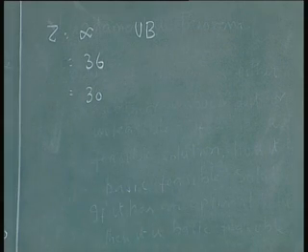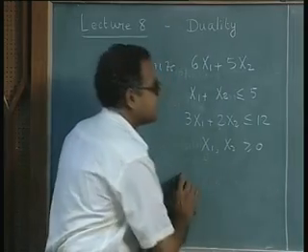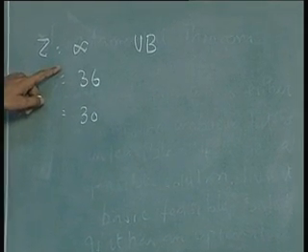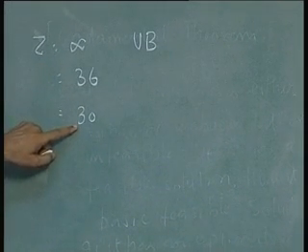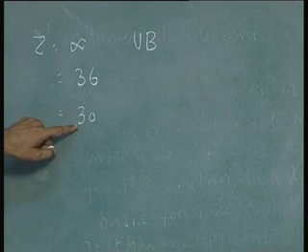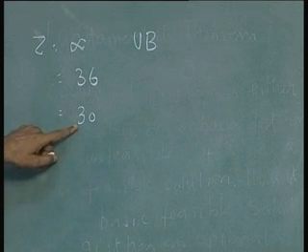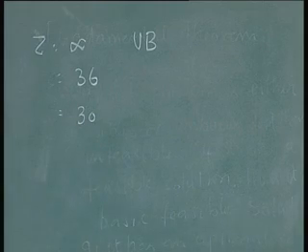Now let us look at a third. In some sense this 30 adds more value to us than this 36, because we are now zeroing in. We now realize that this problem cannot have an optimum objective function value of more than 30, it can be 30 or less.